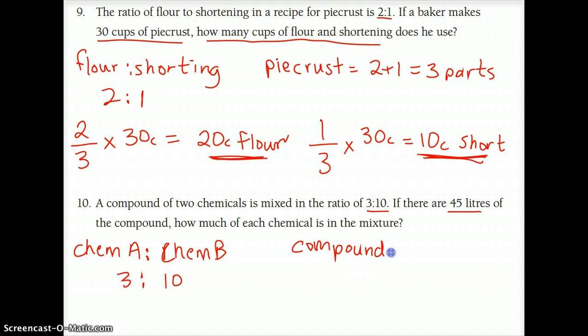we need to figure out how many parts that is. And the compound is equal to the parts A plus parts for chemical B. So it's going to be 3 plus 10, or 13 parts. So if we want to know how much of chemical A, we know that there's 3 parts chemical A to 13 parts total, and we need to multiply that by 45 liters.